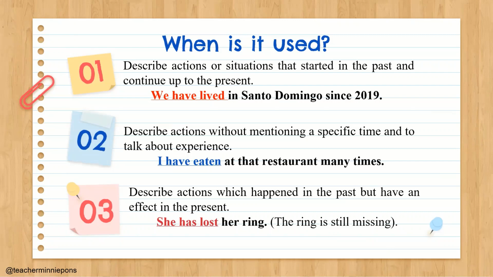For example, I have eaten at that restaurant many times. The third use is to describe actions which happened in the past but have an effect in the present. For example, she has lost her ring. And what is the effect? That the ring is still missing.